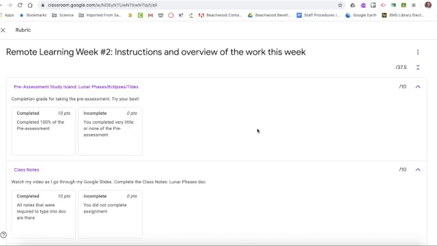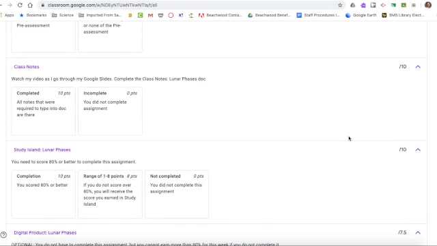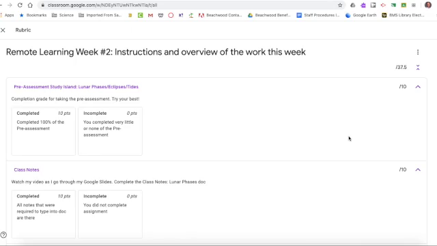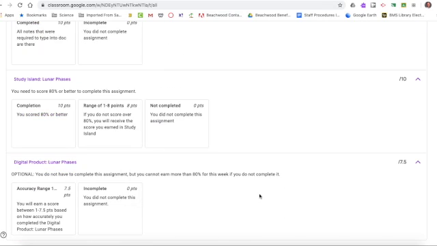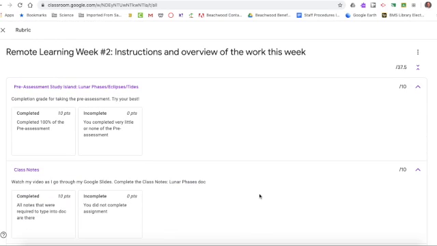Everything is due, of course, by Monday the 13th. And again, the only 3 things you have to do are the 3 completion grades, and that gets you 30 out of 37.5. But if you want to go for the A, then you have to do the digital product, which can earn you up to 7.5 points.